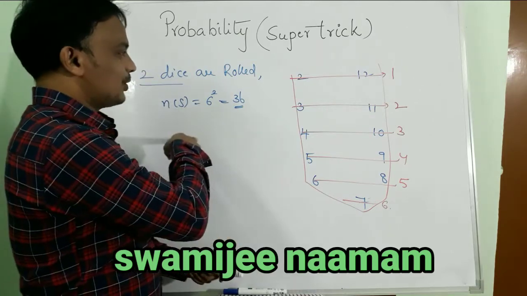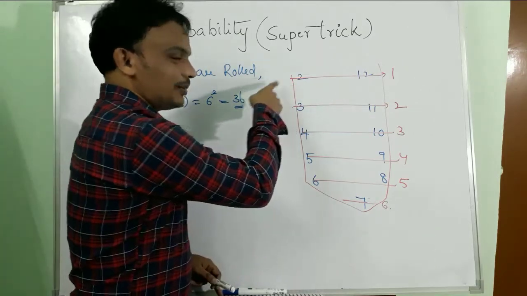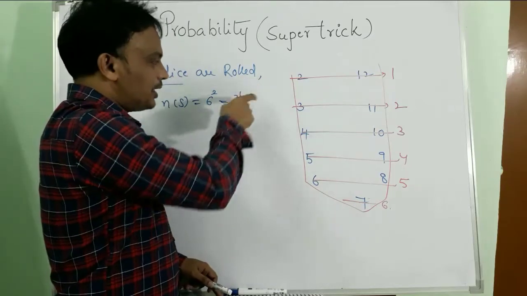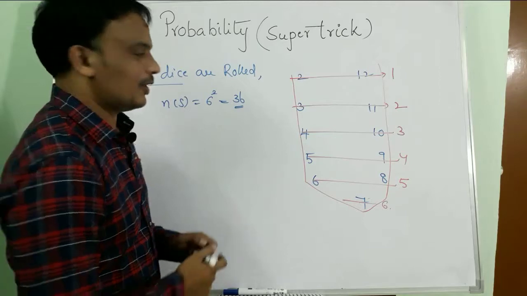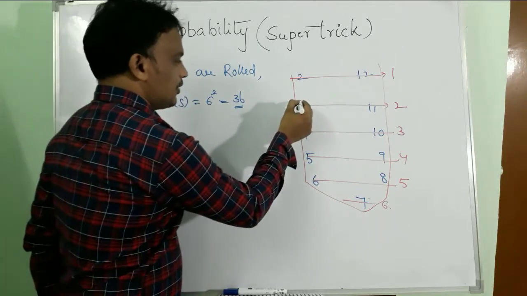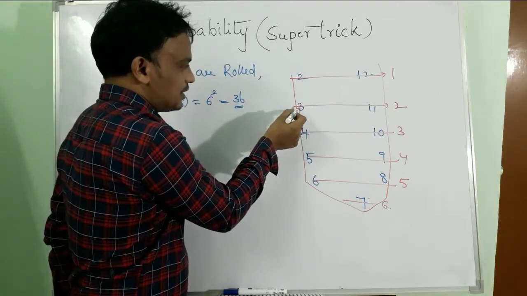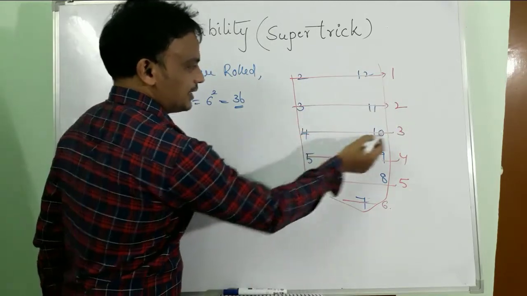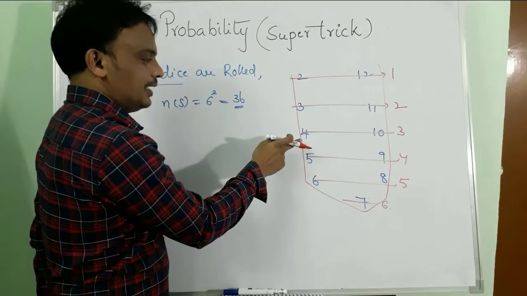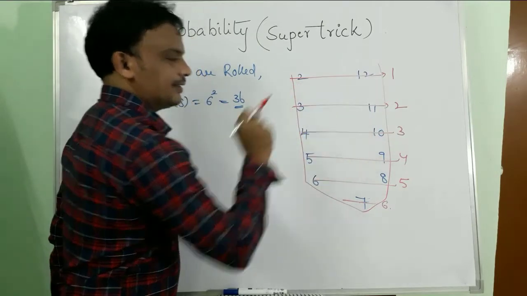When two dice are rolled, the sum of the two numbers appearing on the two dice is 2. The favorable cases are 1. When the sum of the two numbers appearing is 3, the favorable cases are 2. The favorable cases are 3 when the sum of the two dice is either 4 or 10.